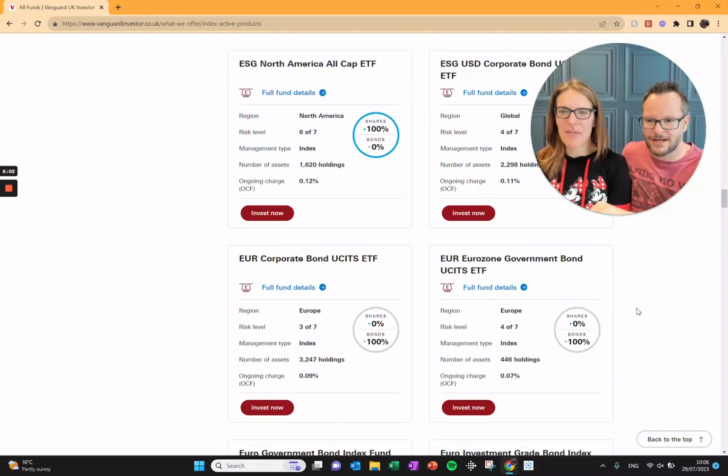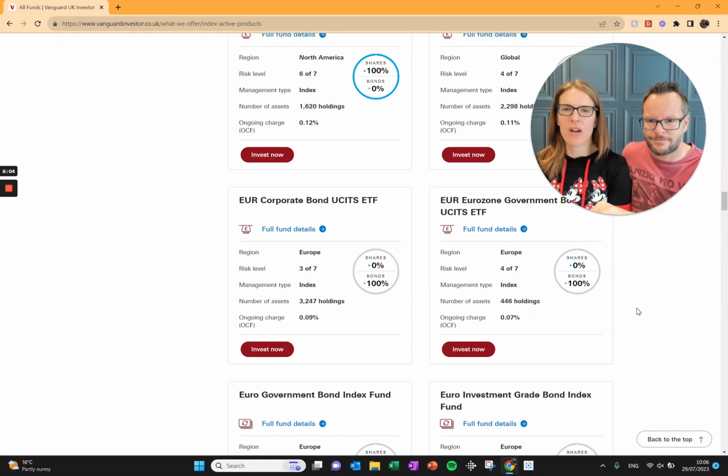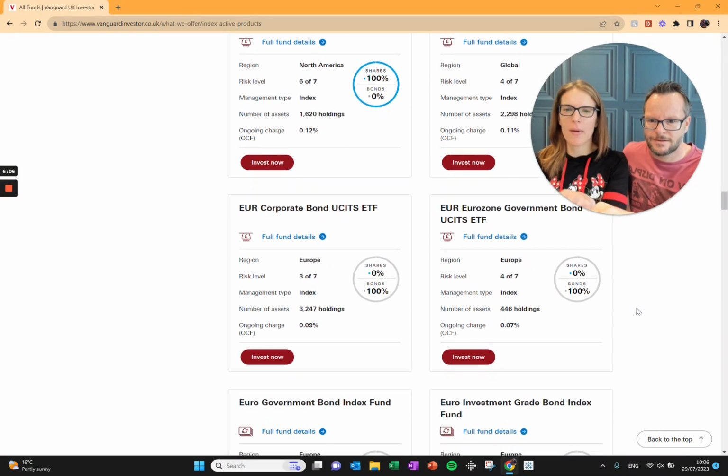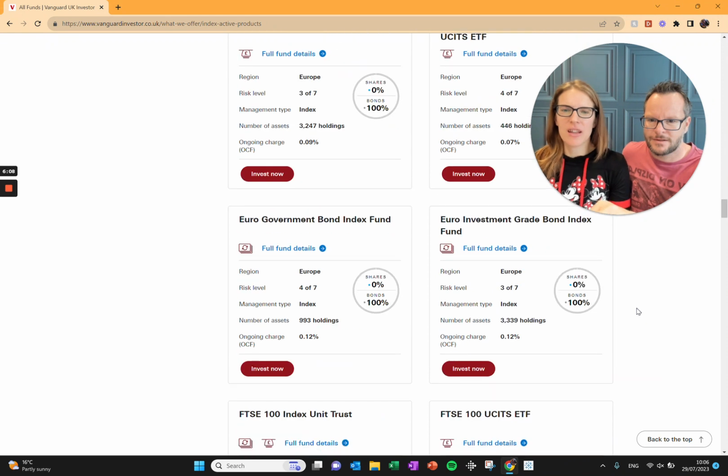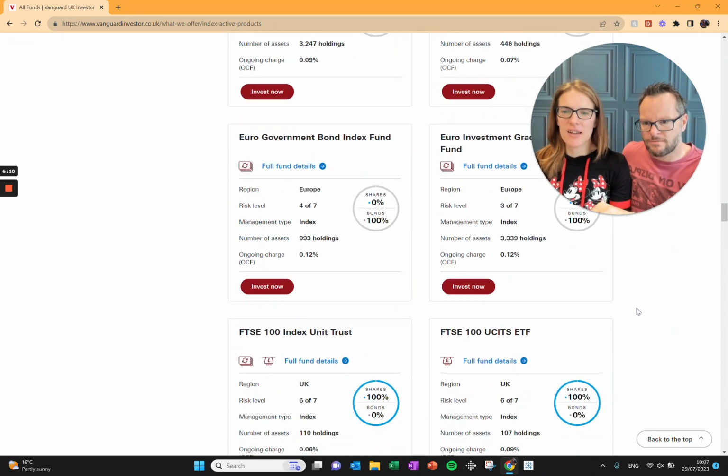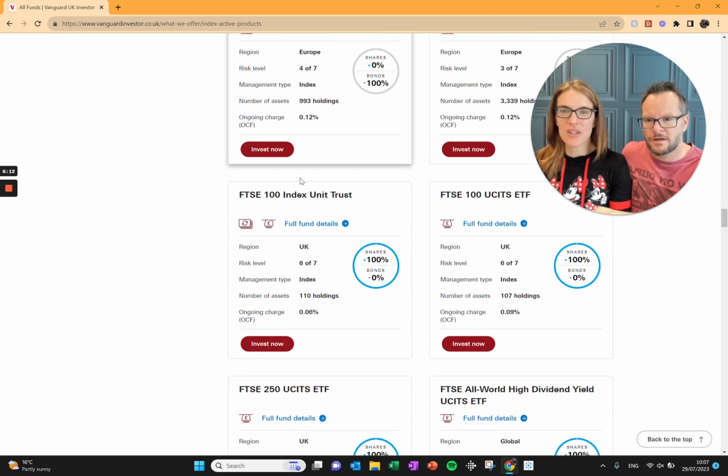So you can go down and see how many different ESG ones there are. Now we've come on to Euro ones and bonds. So let's just keep going until we spot investment grade bonds. So now we're into UK.